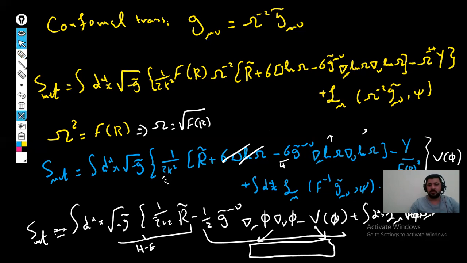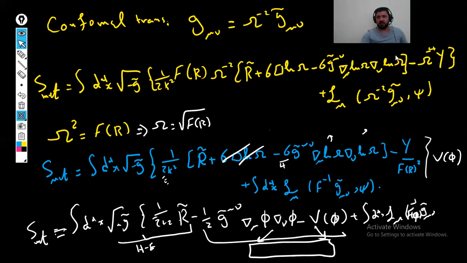Let me read this because I'm afraid that you cannot see the equation. So this is what I was talking about. Again, now we have the part of the Hilbert-Einstein action. In addition we have new degrees of freedom, a scalar field with kinetic term and potential. And here we have non-minimal coupling between the matter and these new degrees of freedom.